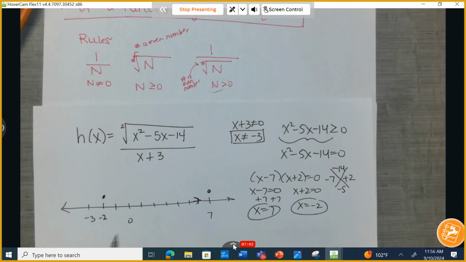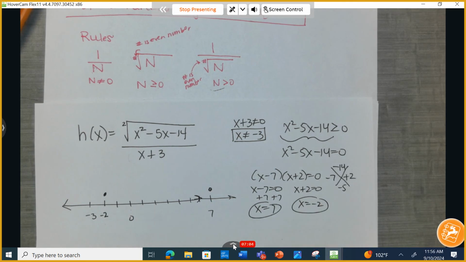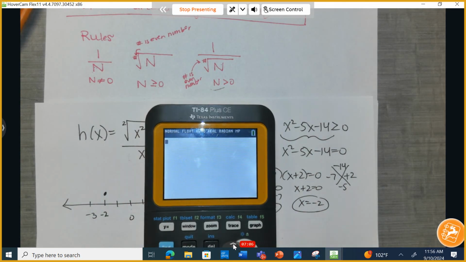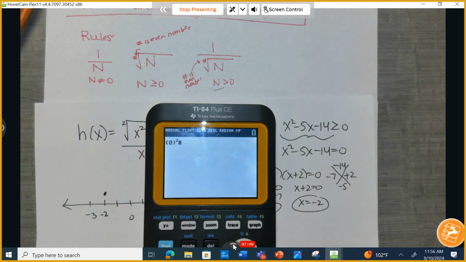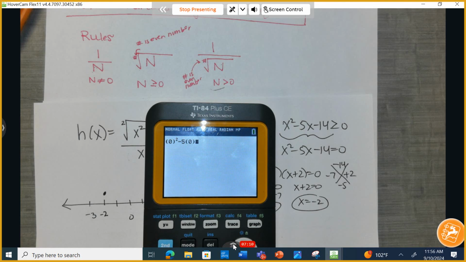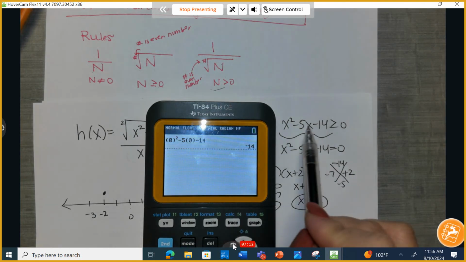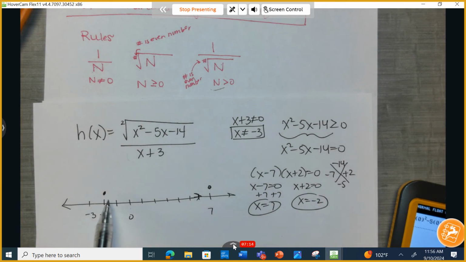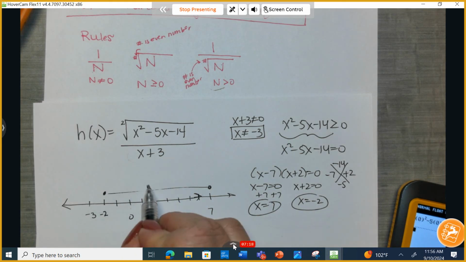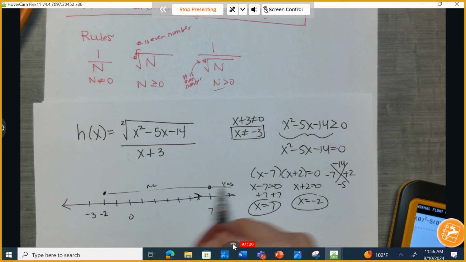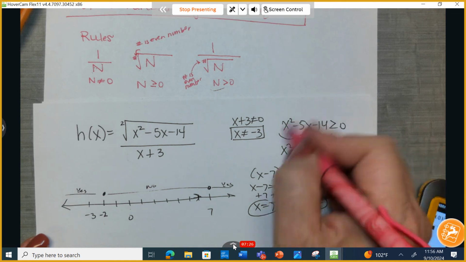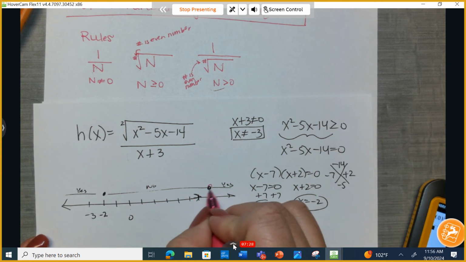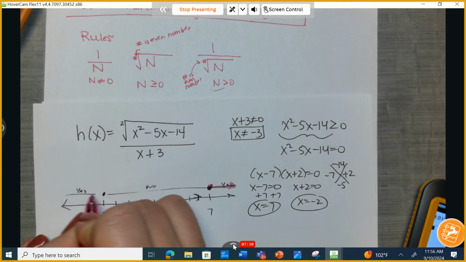So I think the easiest number to plug in is 0. I'm going to come back here and plug in 0. 0 squared minus 5 times 0 minus 14. Is negative 14 greater than 0? It's not. I chose a number in between. This is a no, this is a yes, and this is a yes. So my first part says that for working with the numerator, I believe that the first part looks like this.